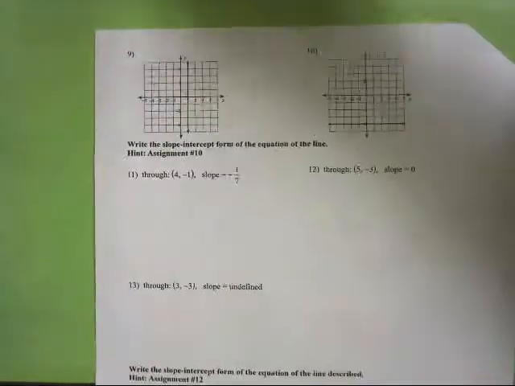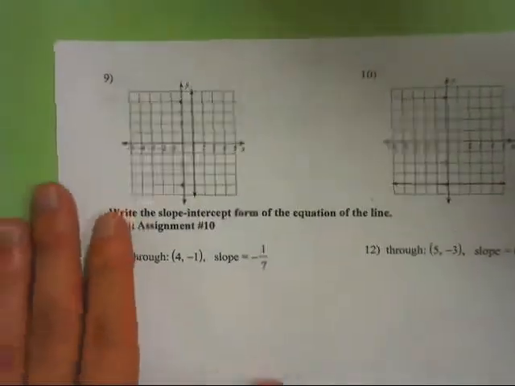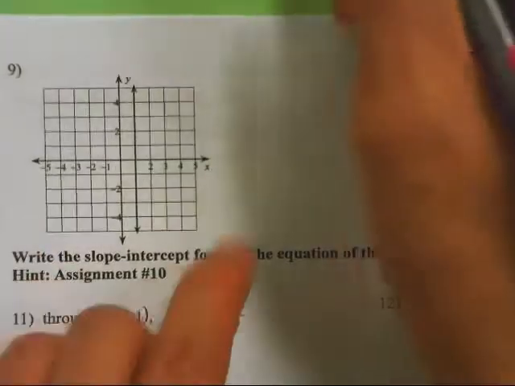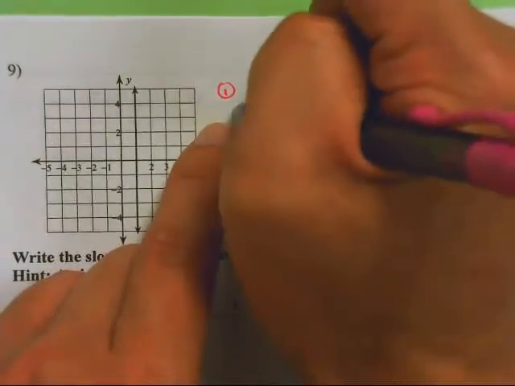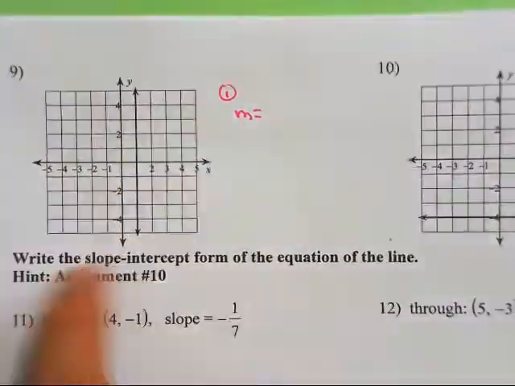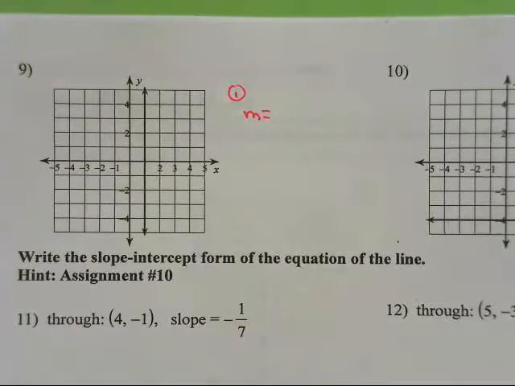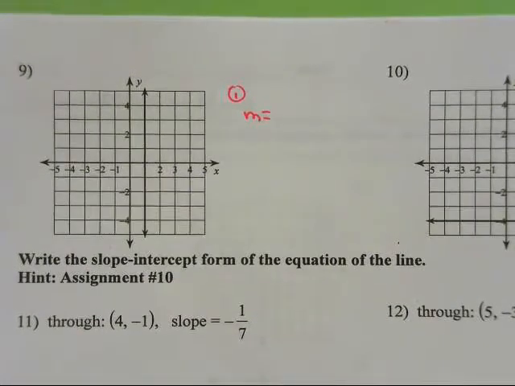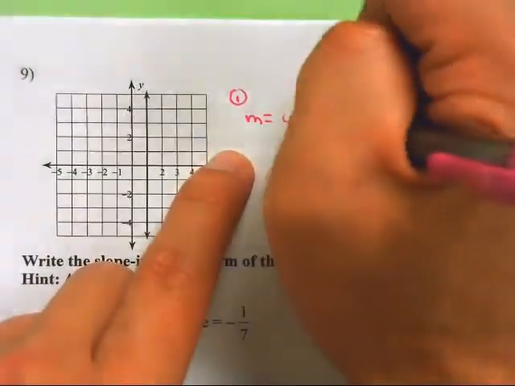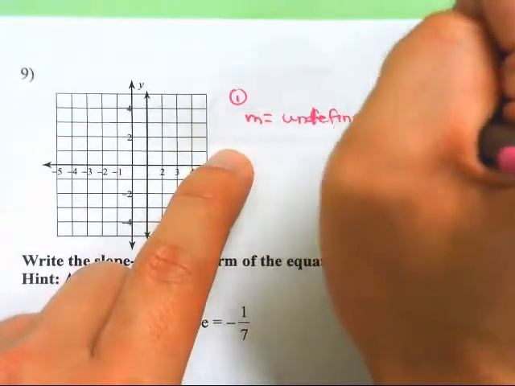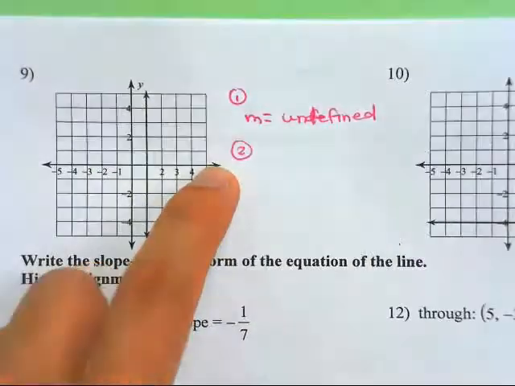Okay, I want to do the 1, 2, 3 one more time on number 9. Number 9 and 10 is also asking for slope, y-intercept, and the equation. We have a vertical line. We already said vertical lines have a slope of what? 0. Not 0, undefined. So m is undefined. Okay, so that's number 1.